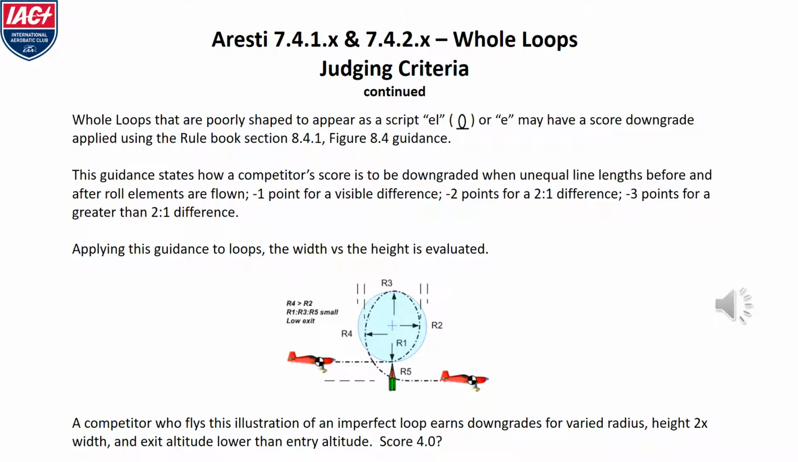The illustration here shows a loop that is taller than it is wide, where there are variations in radius at multiple points, and the exit altitude is lower than the entry altitude. So we might find 6 points of score downgrade watching a competitor fly what's shown here.